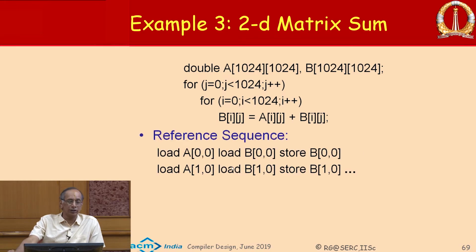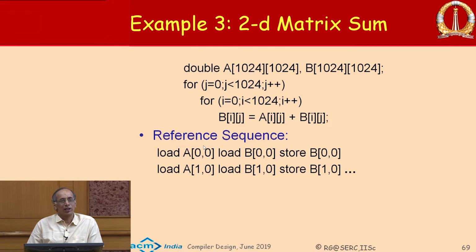You are basically accessing A00, and you are accessing A and B alternatively. So, A00, B00, and then you are storing B00, then A10, B10, B10, and so on, correct. Now, let's assume that A and B are not conflicting to the same location, would you get the spatial locality that you were seeing earlier? Is that a yes or a no?